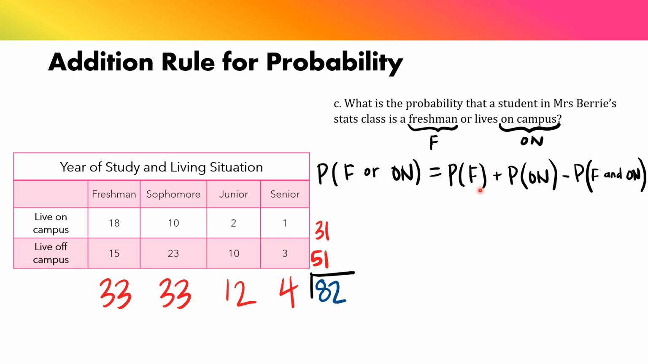Let's grab these probabilities. Probability of being a freshman, we had 33 out of 82 were freshmen. Probability of being on campus, we had 31 out of 82 that were on campus. And then let's figure out how many people were freshmen and lived on campus. Here's my freshmen.